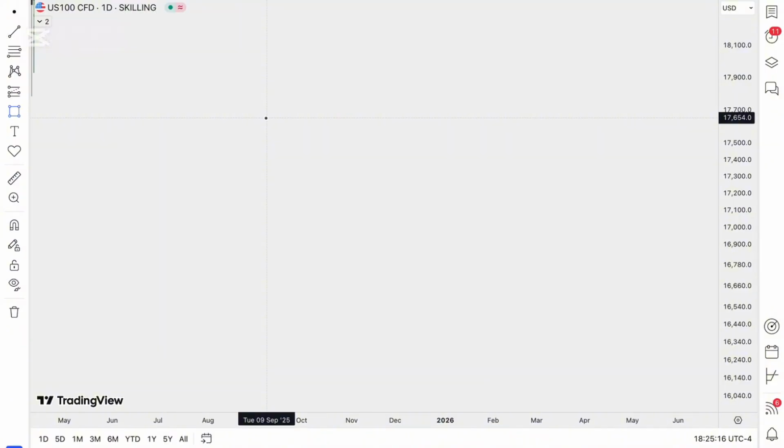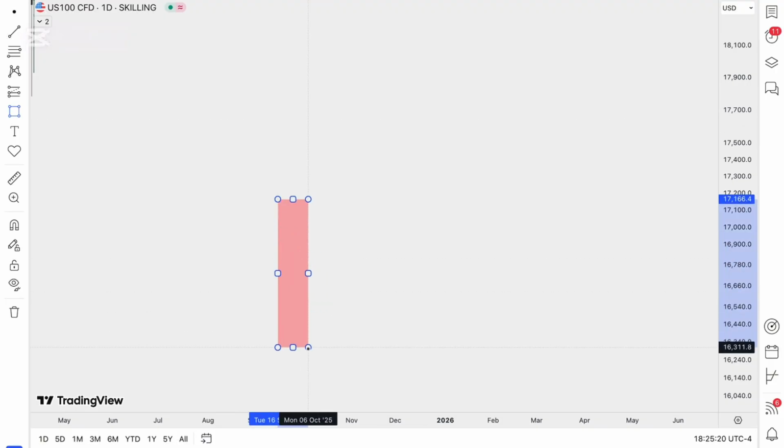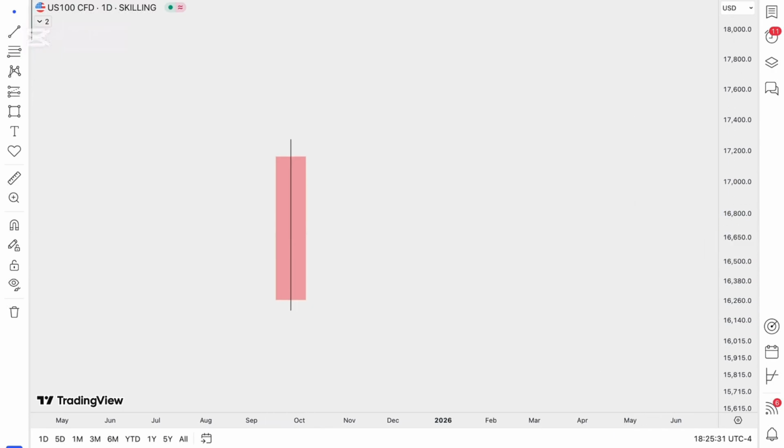So this entry model now is called an IFVG entry model. It stands for inverted fair value gap, right? And again, all of these terms that I'm breaking down, if you guys want a video, just comment. So this entry model actually is my favorite entry model that I use probably every day, especially on NAS 100. This is my favorite entry model, right?